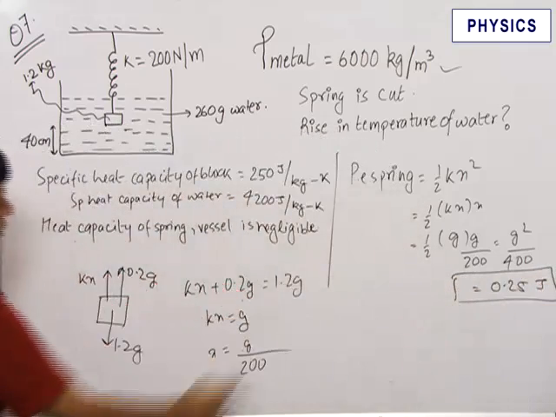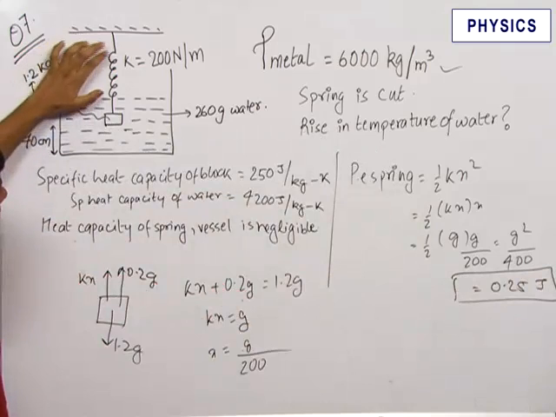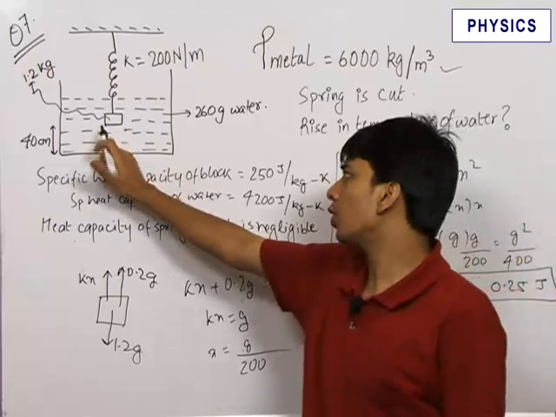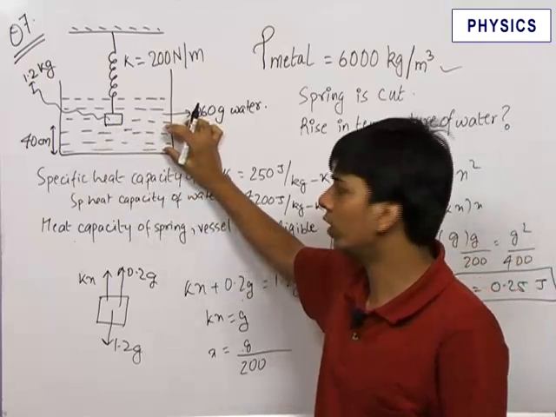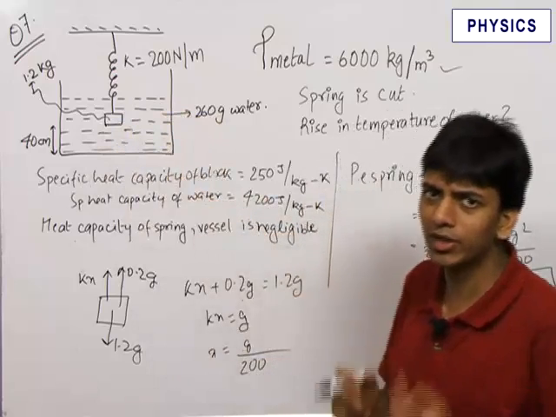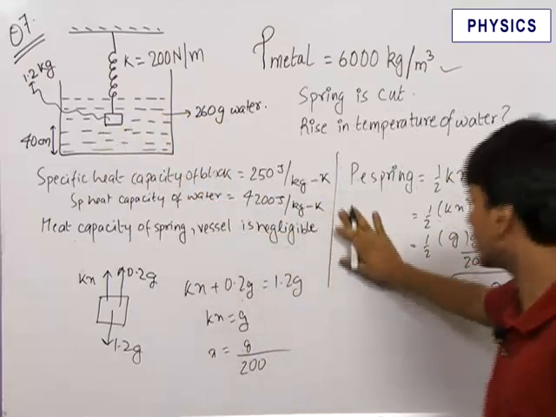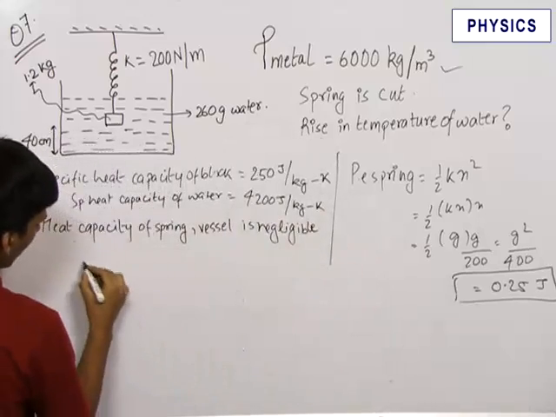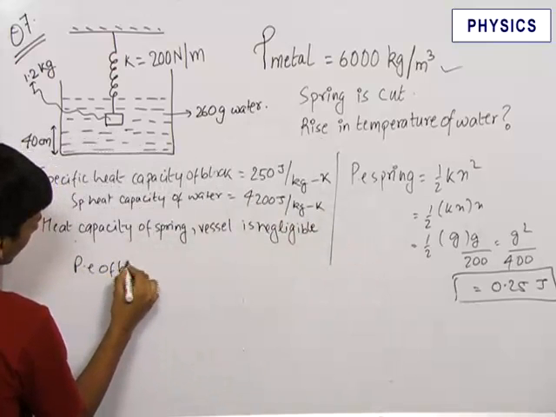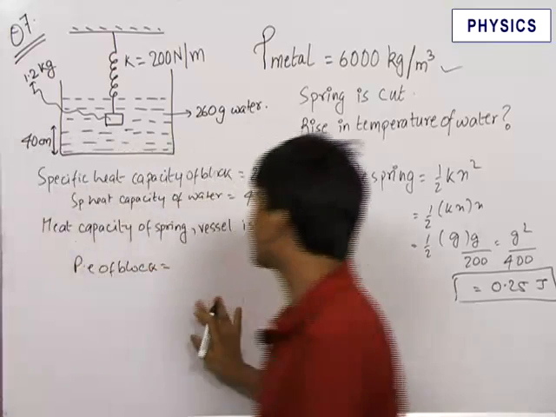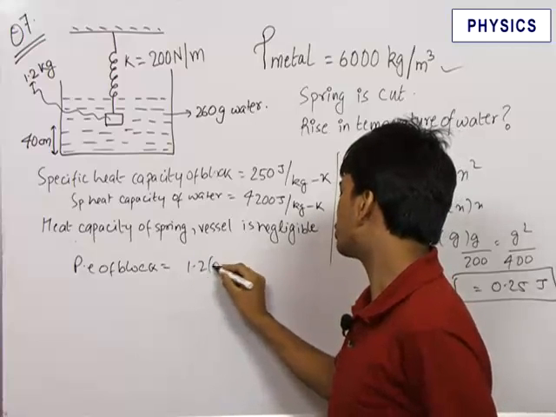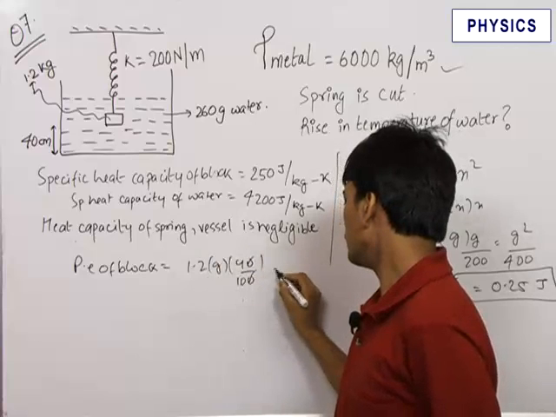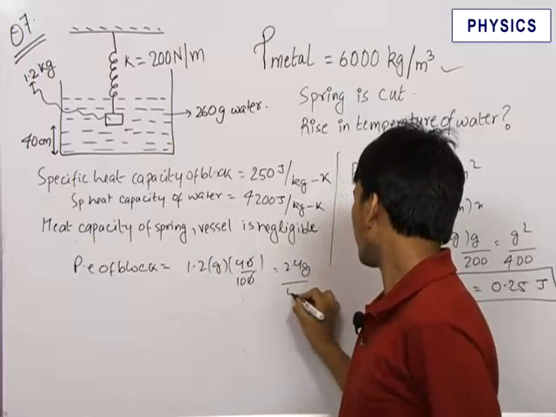Therefore this much potential energy was stored in the spring, which got lost when the spring was cut, due to which the spring returned to its natural length. Also this block was initially at a height of 40 centimeters, but later on it fell down by 40 centimeters. Therefore there is another loss of gravitational potential energy. Let us calculate the initial potential energy of the block. Potential energy of block initially is equal to mass 1.2 into g into height, that is 40 upon 100, that is equal to 2.4 g upon 5.